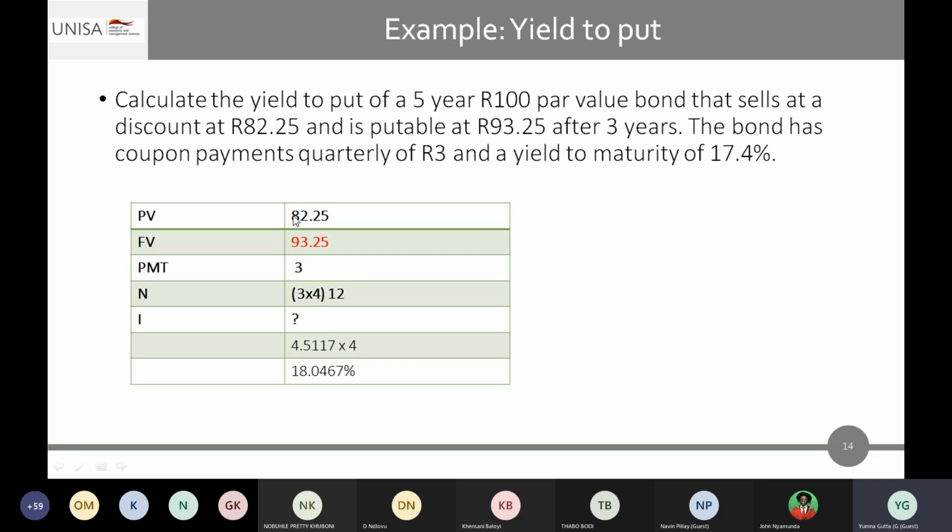Don't forget to change your present value to negative so that you can compute your interest rate, right? If you compute your interest rate, it's going to be 4.5117, and you times it by 4 because this coupon payment is quarterly, which gives you 18.0467%. So basically here you're just changing your future value to the puttable or callable amount, with yield to put and yield to call.